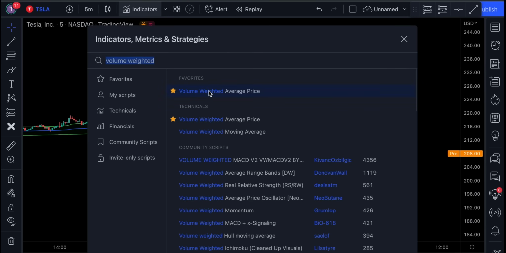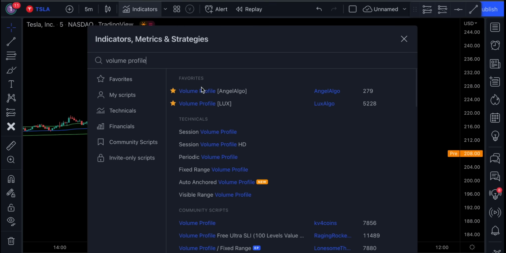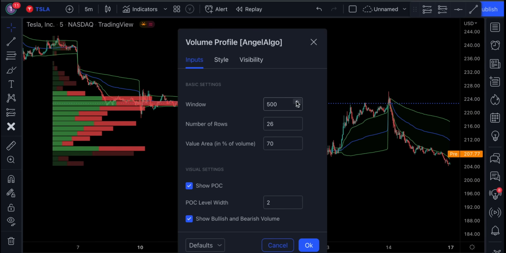For the second indicator, let's search for Volume Profile by Angel Algo. It's going to be this indicator right here. Make sure you add it to your collection. The next step will be to access its settings. And in the input section, let's change the window from 500 to 300.